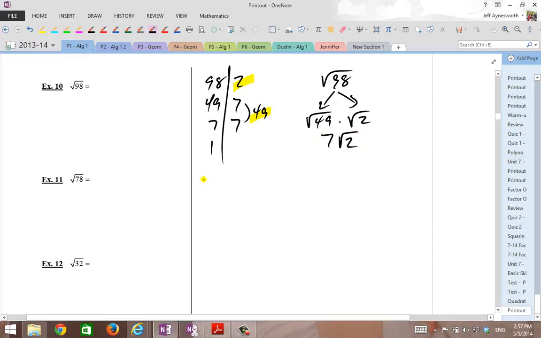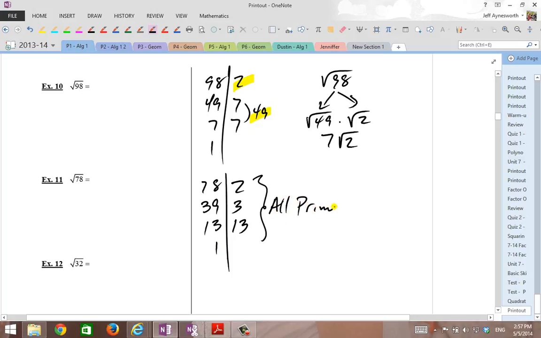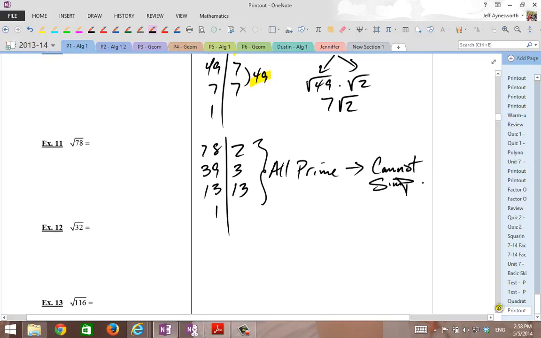Okay? Try it again. Take 78, factor it, pause the video, and go. All right, let's start dividing by 2. You get 39. Divided by 3, you get 13. It's prime, divided by itself. And since all of these are prime, that tells you that you cannot simplify the root because there are no squares. They're all prime and no squares. So you cannot simplify the root. All right? And you're done. Go to the next one.